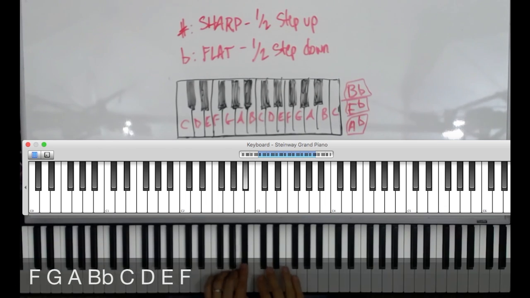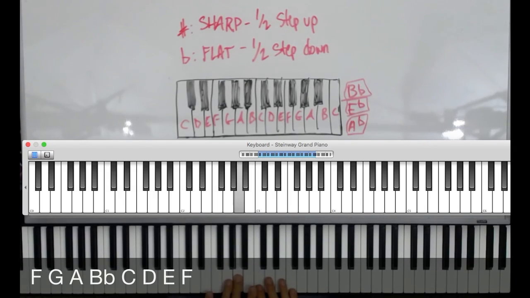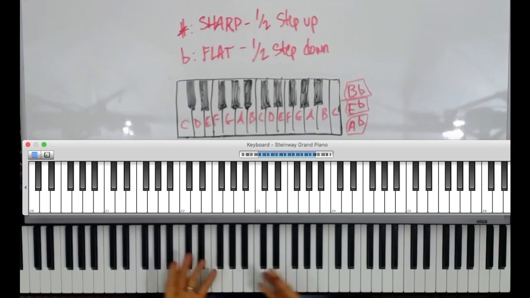F, G, A, B, C, D, E, F. Coming back, it's the same thing. F, E, D, C, B flat, A, G, F. Okay, so everything stays the same no matter what direction we're moving. Does that make sense? So let me show you one more scale.